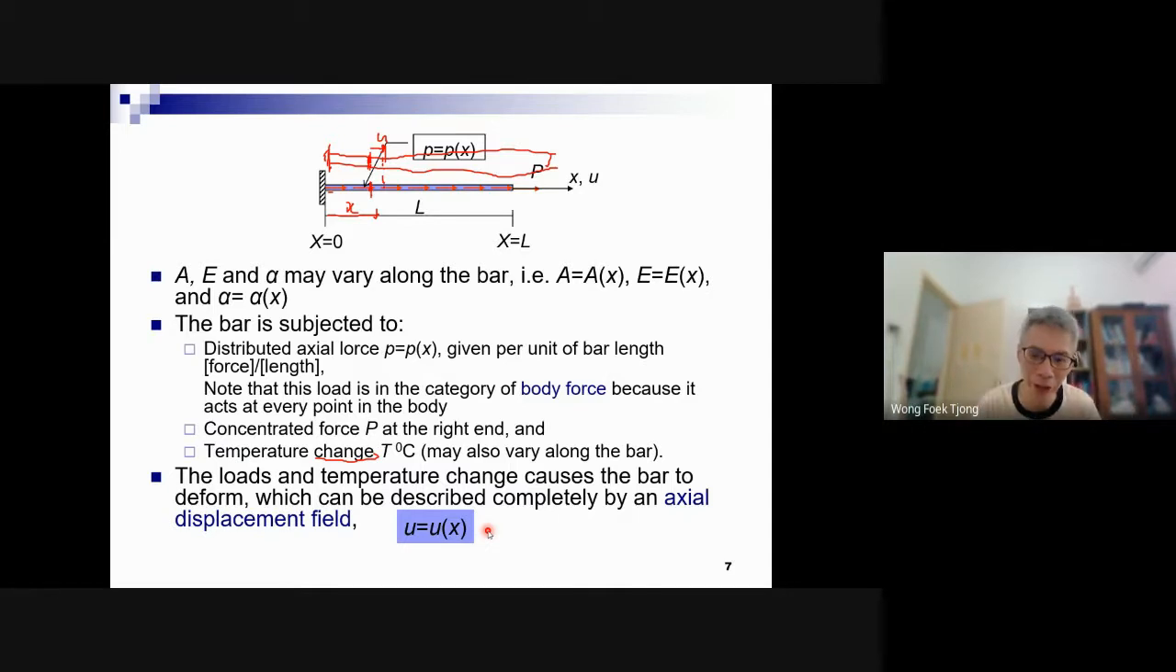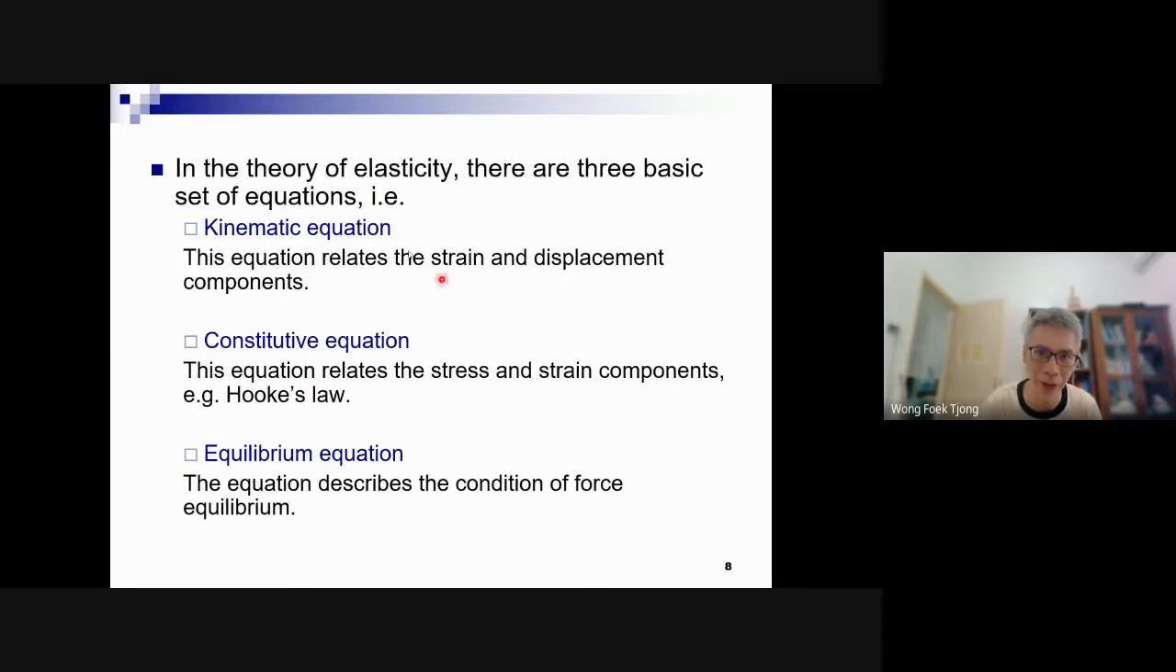Well, in structural mechanics and in theory of structural mechanics, basically, we have three different equations. The first one is kinematic equations. This equation relates the strain and displacement components. The second one is constitutive equations. In this case, we use Hooke's law, that relates the stress and strain. Third one is force equilibrium equations that describe the condition of equilibrium.